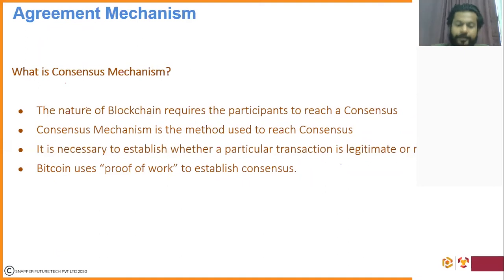Yes, sir. Okay. There are different kinds of consensus mechanisms. When you will be exploring, you will come to know about different consensus mechanisms. Bitcoin uses something called proof of work. The idea is that you have to prove that you solved the puzzle, okay? That is why it's called proof of work. Okay. So what did we understand till now?